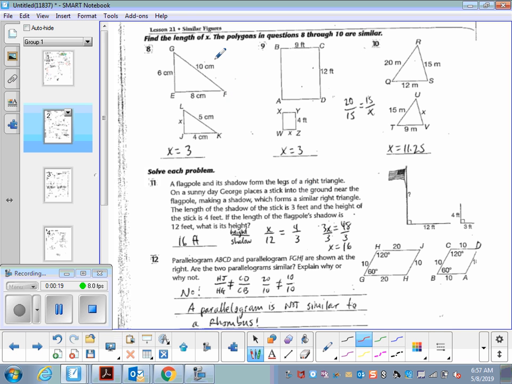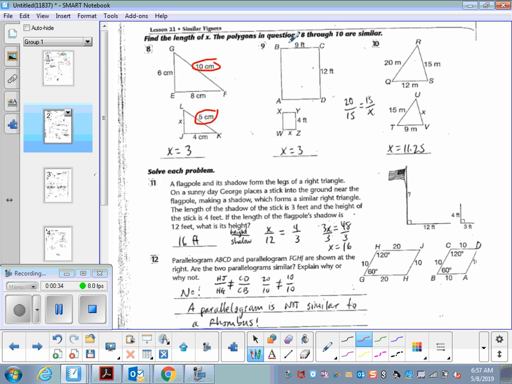So for example, for number 8, this side is a 10, and I can see that this is matching up with it. That corresponds, and it's half the length. It also holds true for 8. Cut it in half, we get 4. So 6, if we cut it in half, we'd get 3.